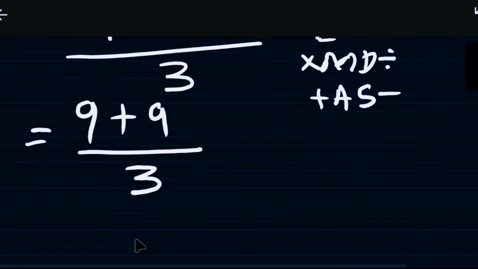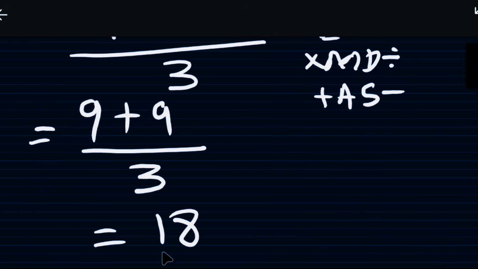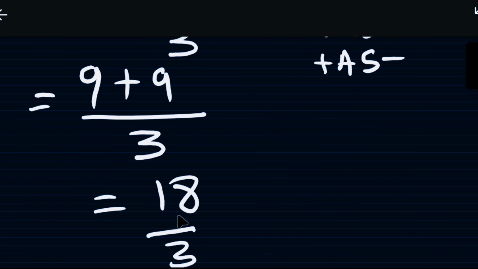9 plus 9 will be equal to 18 divided by 3. And 18 divided by 3 equals 6 as the right answer.